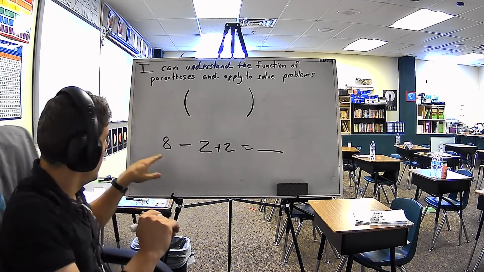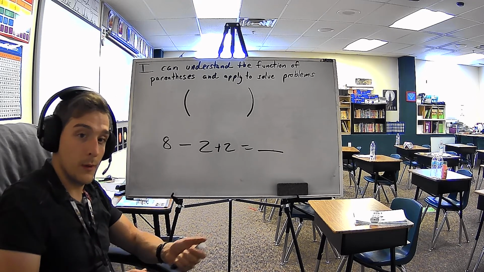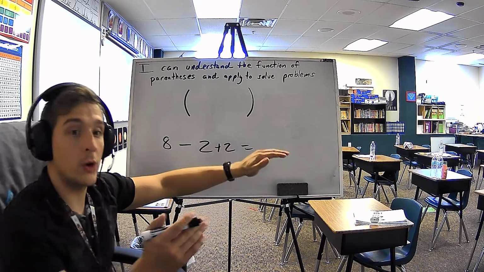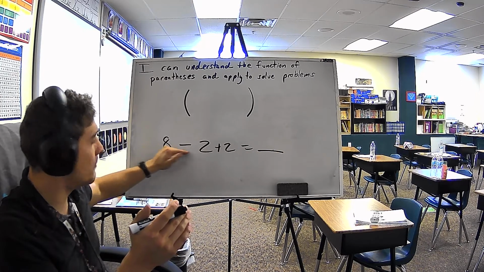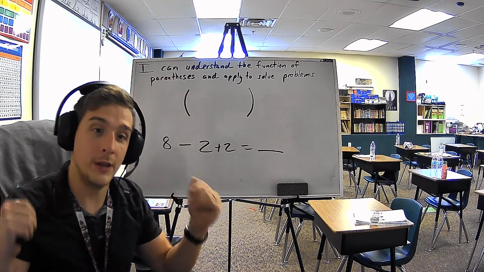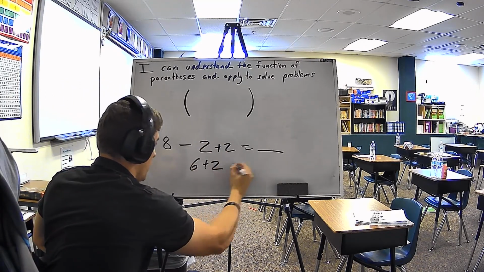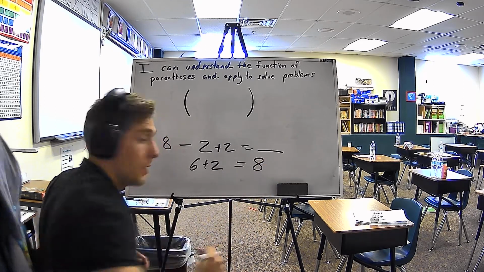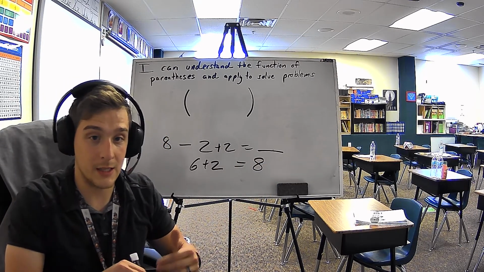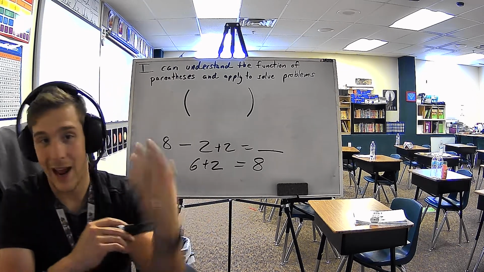So, right here, I have 8 minus 2 plus 2. Like reading a book, you start from the left and you work right. So the first thing I need to do is 8 minus 2. You start with 8, take away 2, you get 6. So now this is 6 plus 2, which equals 8. Which I think we can agree on. 8 minus 2 is 6, plus 2 again is back up to 8. You took away 2 and you added 2 back.